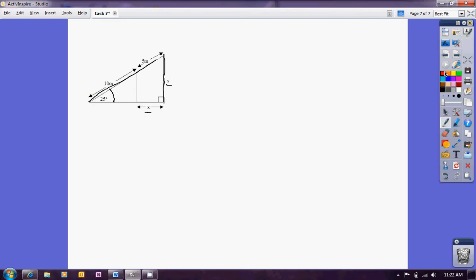Looking at the sides, y is the opposite side to the angle and the long side here is the hypotenuse. So we'll be working with the opposite and the hypotenuse, which makes this a sine problem. So let's write up the sine expression. Sine of 25 degrees equals y, opposite, over the hypotenuse, which is 10 plus 5 or 15 metres.